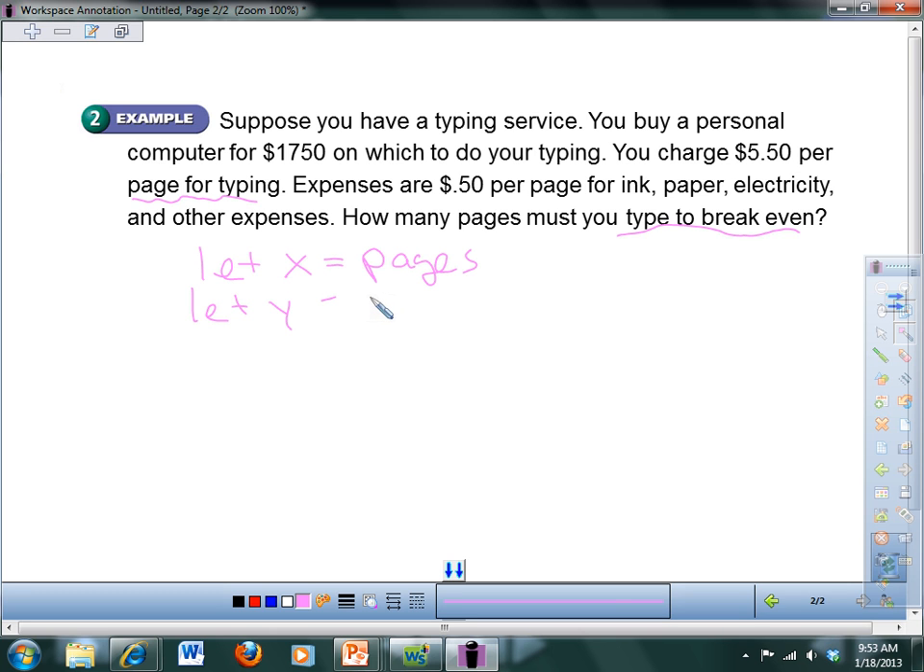Okay? It should really say amount earned or spent, because really what you're trying to do is make these two things equal. You want to see when the earnings is equal to the spending, and that's how they break even.